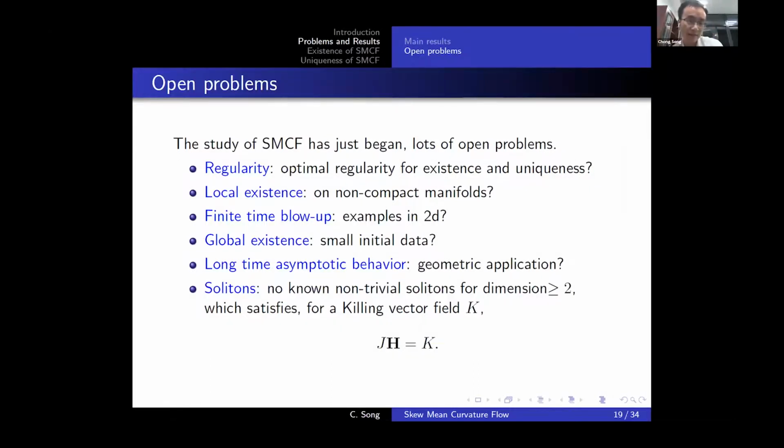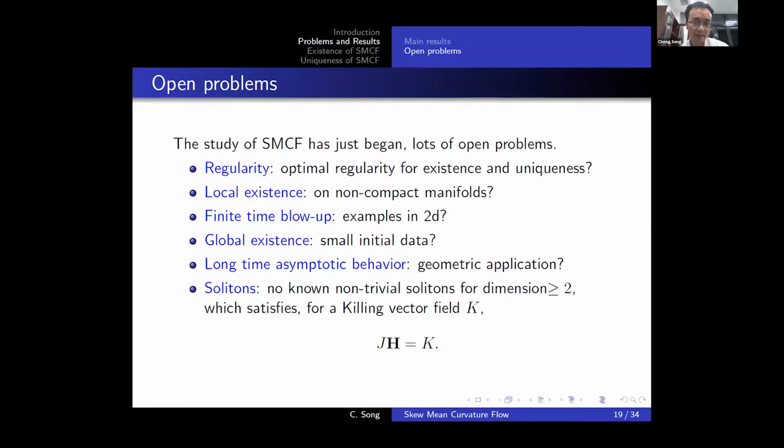And the study has just begun. I only studied the local existence and uniqueness. So there are lots of open problems, which are really hard. First, I want to know about the regularity. I think our assumption on the initial manifold is not optimal. So one might want to know the optimal regularity for existence and uniqueness. And we don't know the existence for non-compact submanifolds.